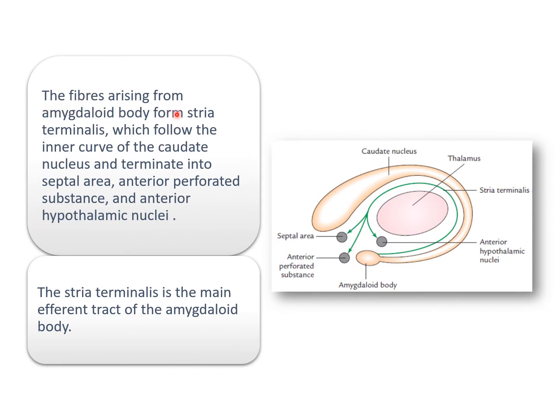The fibers arising from the amygdaloid body form the stria terminalis, which follows the inner curve of the caudate nucleus and terminates in the septal area, anterior perforated substance, and anterior hypothalamic nuclei. This one is the stria terminalis. The stria terminalis is the main efferent tract of the amygdaloid body.